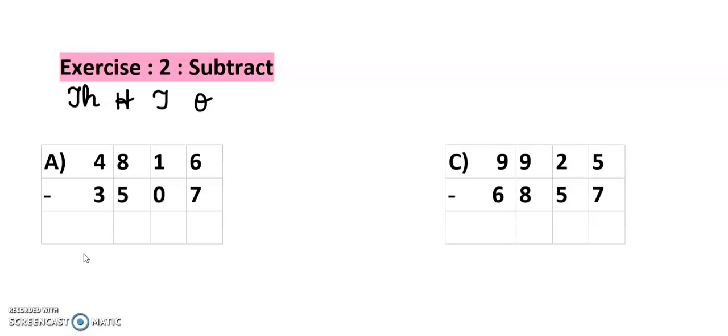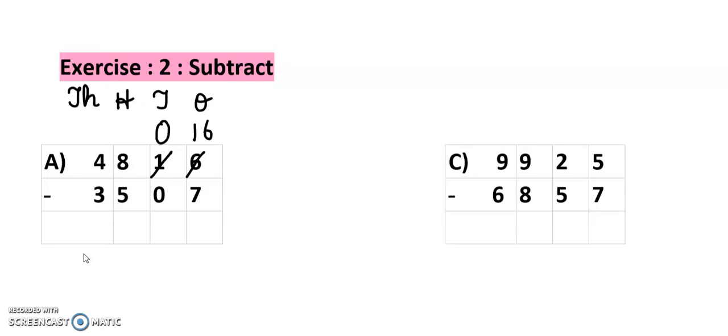Can we subtract 6 minus 7? No, we cannot because 7 is the greater number and 6 is the smaller number. So we cannot subtract the greater number from the smaller number. So we have to borrow from the next place. If you are borrowing 1 from the next number, it becomes 0. Then 6 becomes 10 plus 6, 16.